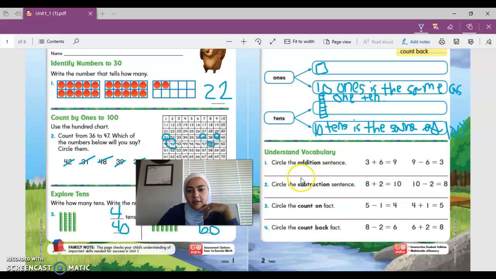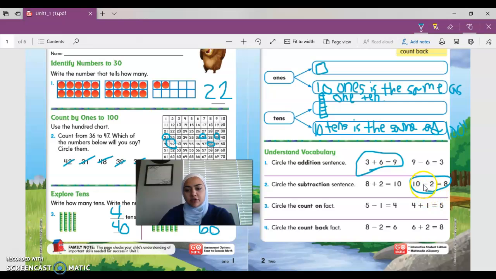All right, circle the addition sentence. The addition, that means the sign is plus. So is 3 plus 6 equals 9 an addition sentence, or is 9 minus 6 equals 3? The one with the plus sign is obviously the addition sentence, right? Circle the subtraction sentence. 8 plus 2 equals 10, or 10 minus 2 equals 8. 10 minus 2 equals 8.